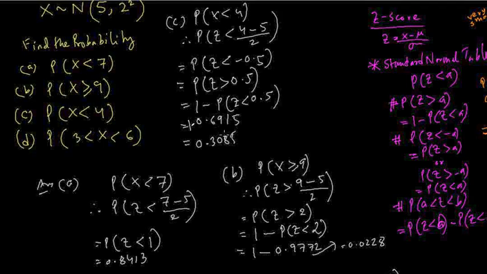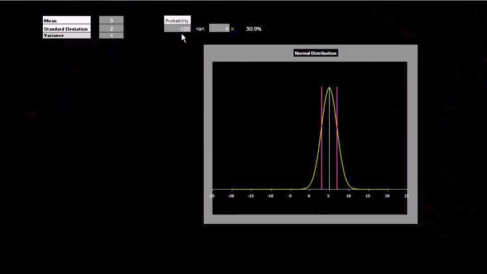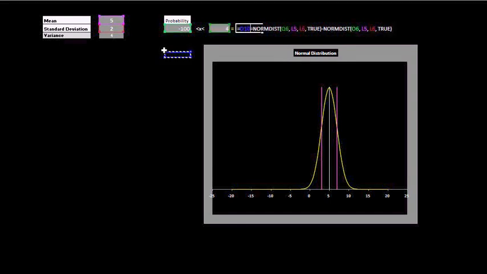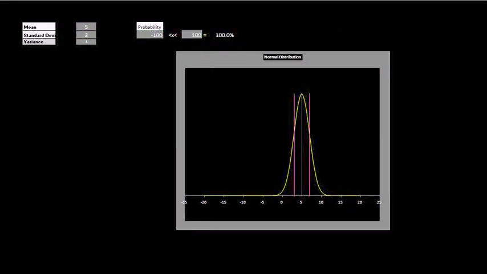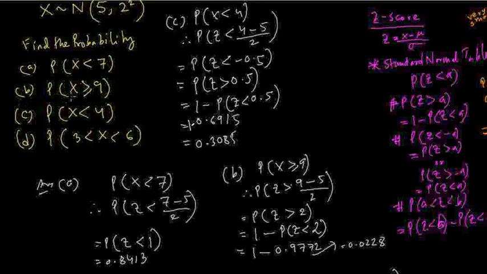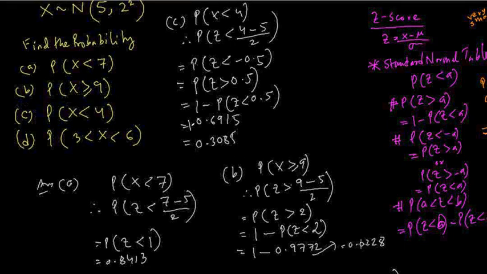Okay, now question number B, greater than or equal to 9. Same thing as greater than 9. So let's check greater than 9 in the software. So greater than 9 means we start from 9. So greater than or equal to 9 means in the software we have to put 9 here, and a large value, 100 is good enough. So it is 2.3%, which means about 0.023. So let's check question number B, that is greater than or equal to 9 is 0.0228. It's alright, 0.023. So that's also correct.